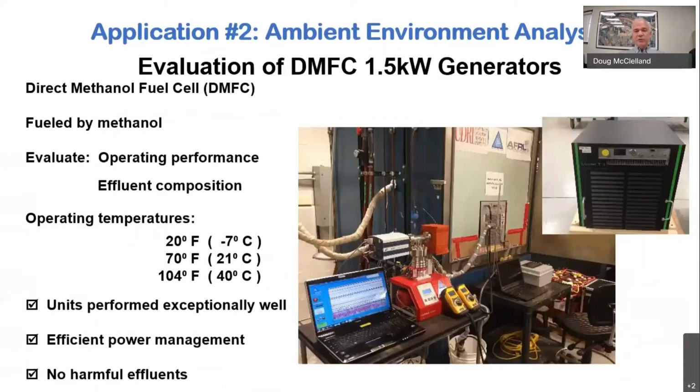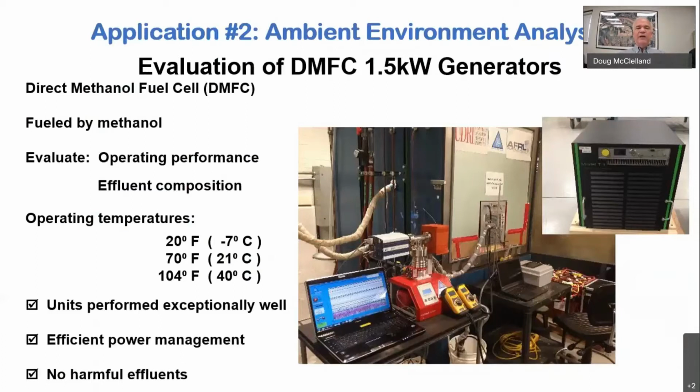Another example in the fuel cell arena is a very large 1.5 kilowatt generator. Now this is a direct methanol fuel cell, where it uses methanol directly to produce the fuel, and it is therefore not as likely to produce effluents of concern. But again, the military customer is one of the first customers. They want to be sure that these very new products are safe and effective.